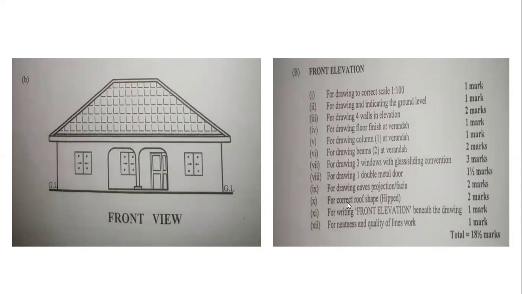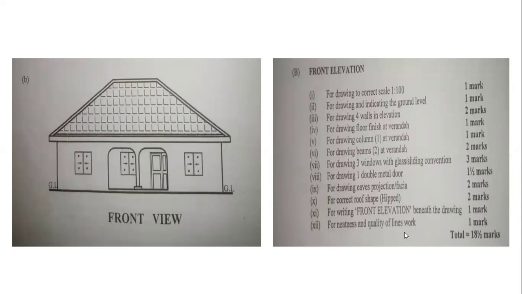And for correct roof shape, hipped, 2 marks. This is how the hip roof should look, so we have to draw it in this form. We have 2 marks for that. And for writing front elevation beneath the drawing, 1 mark. As I said on that of the floor plan, you must write it. You must show that this is the front view or front elevation. You write it down here. So 1 mark is awarded to that. 1 mark is very important.